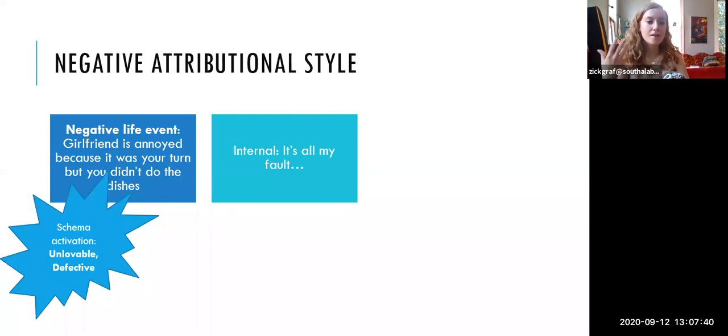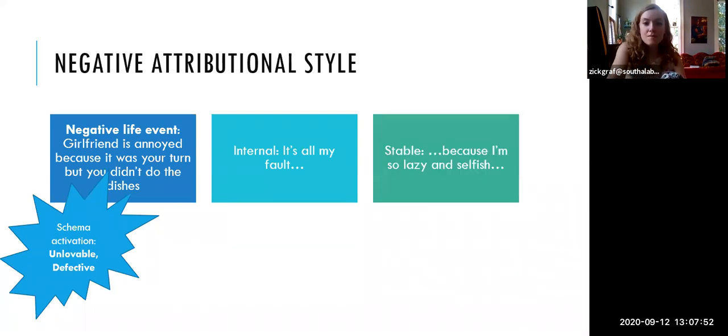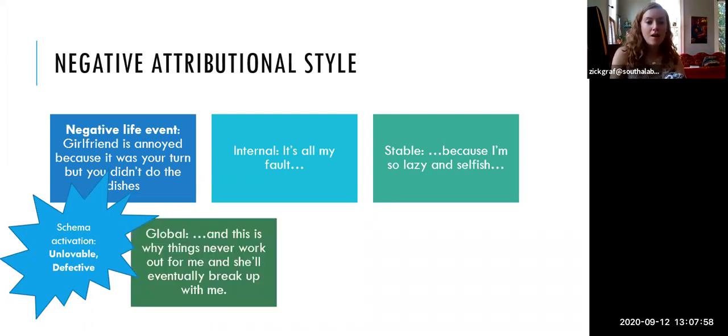So if he makes a negative attribution about her being mad and the implications of it, he might think, it's totally my fault that she's mad, which may or may not be true. She's mad because I'm so lazy and selfish. So a stable, unchanging fact about him. And this is exactly why things never work out for me in relationships, and this is why she'll eventually break up with me and leave.